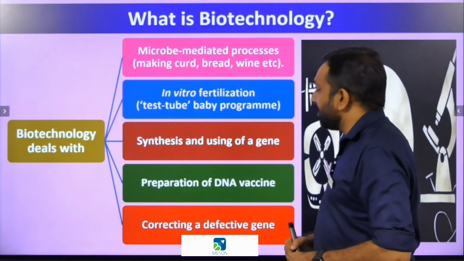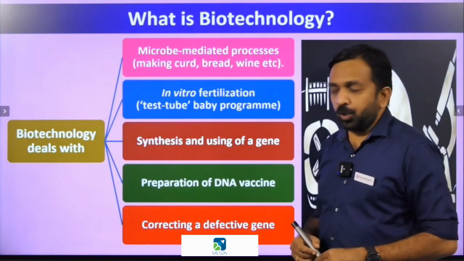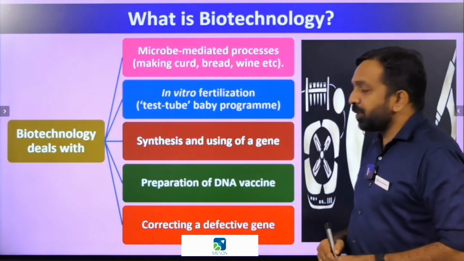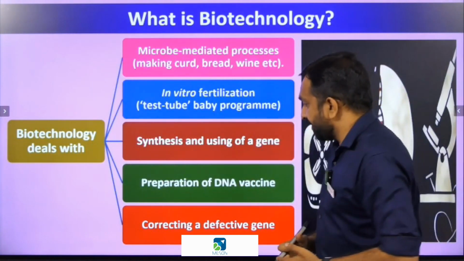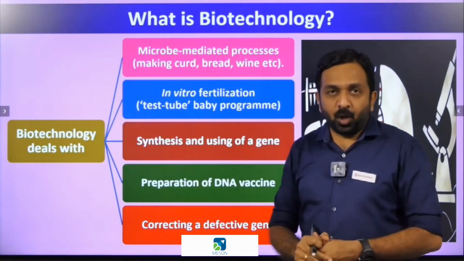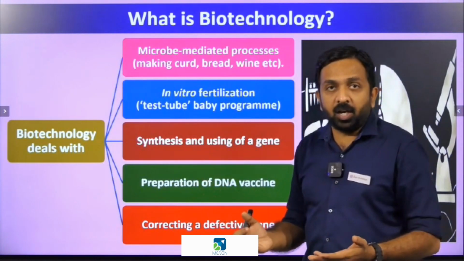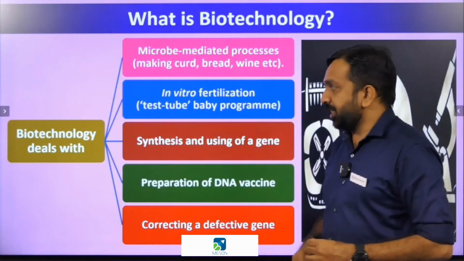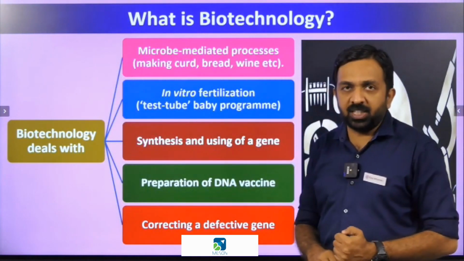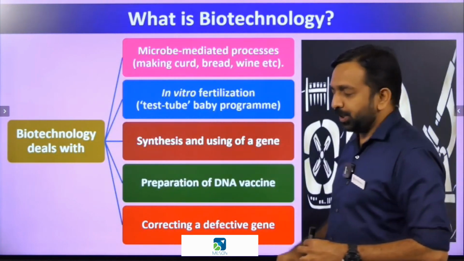Third one is synthesis and usage of genes, where molecular biology based techniques are involved. Fourth one is preparation of DNA vaccine. A vaccine is something that we give in order to prevent a disease. And last one is correction of a defective gene, where a gene is functioning in a wrong way and we will be correcting it by giving it the right gene. So these are the areas where we can have applications of biotechnology.